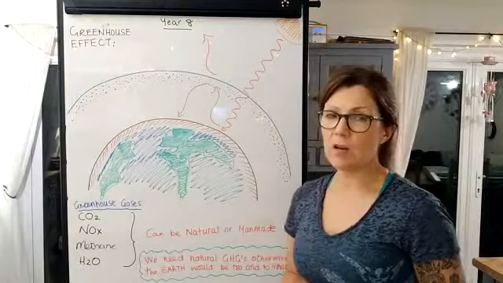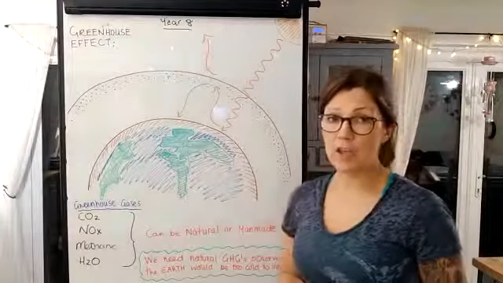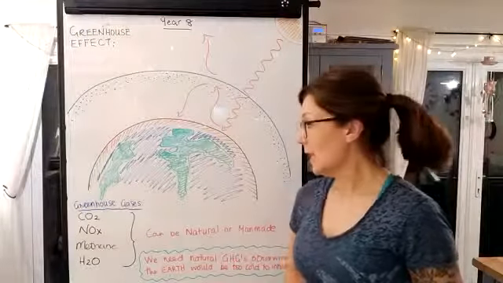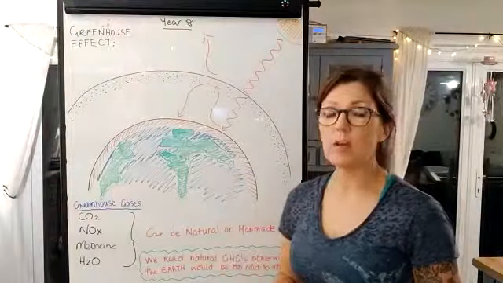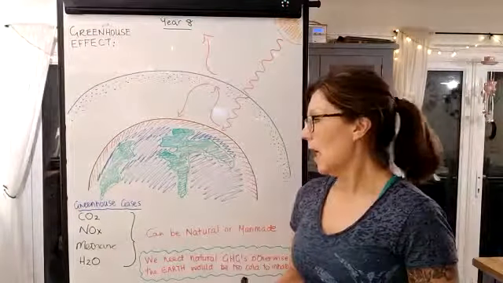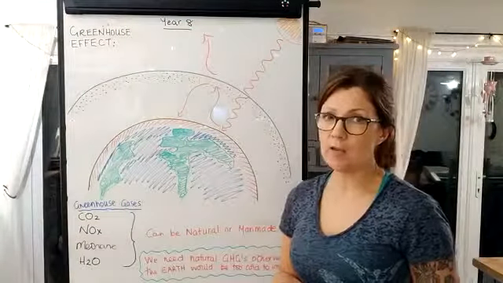We've also got nitrous oxide, and nitrous oxide comes from industry, comes from industrial processes, and it also comes from aeroplane fuel, burning aeroplane fuel. So the richer we are and the richer people get around the world, the more nitrous oxide is released.